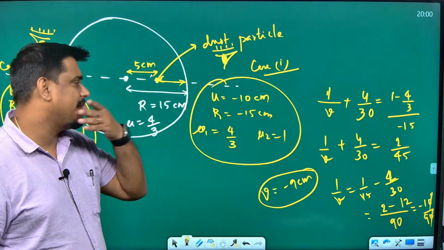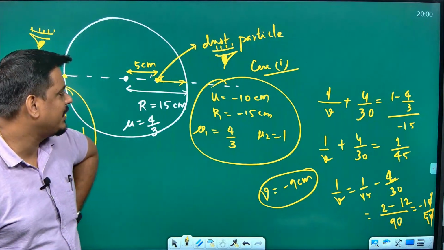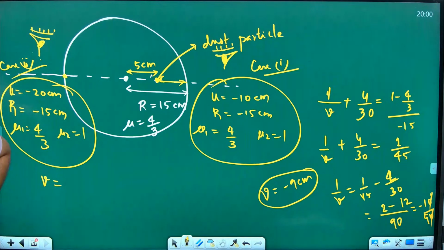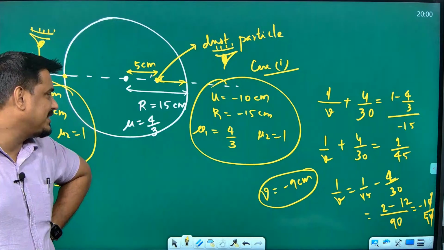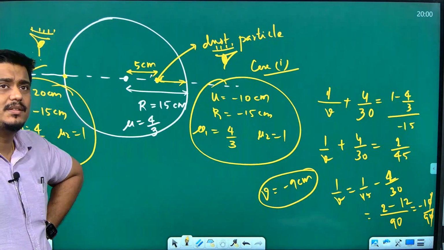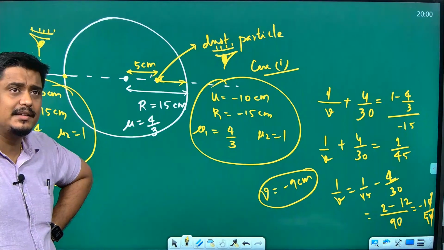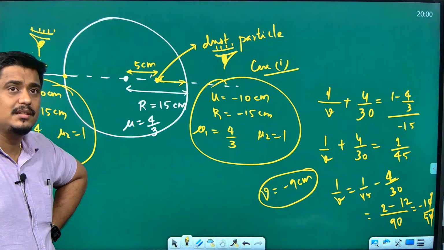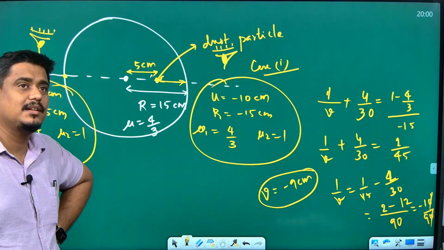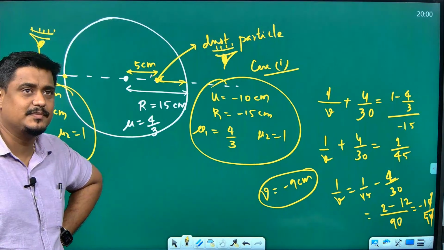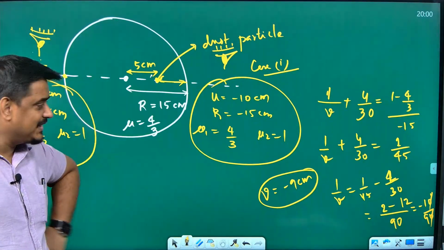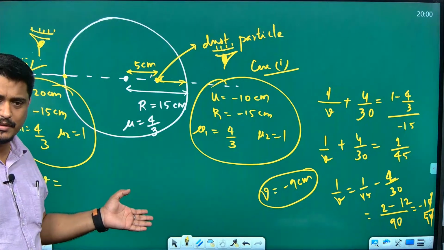Mu 2 by V minus mu 1 by U is equal to mu 2 minus mu 1 by R. Mu 2 is 1, so 1 by V minus mu 1, which is 4 by 3, into U. Come again, you are getting the same minus 9? Yes, sir. Then I am right. Okay. Anybody else getting the same minus 9? Check your mistakes if you have done something in calculation.